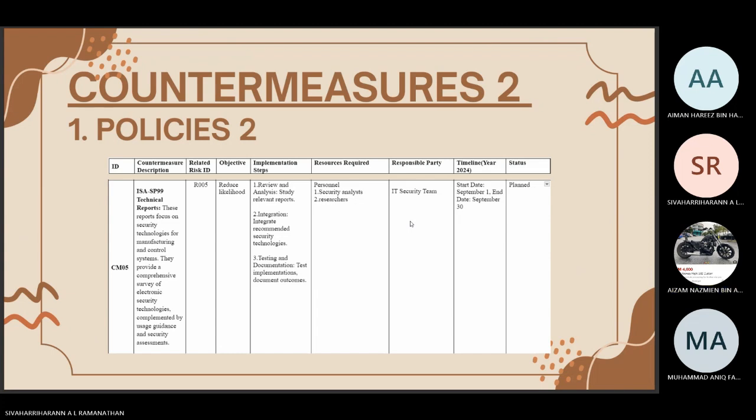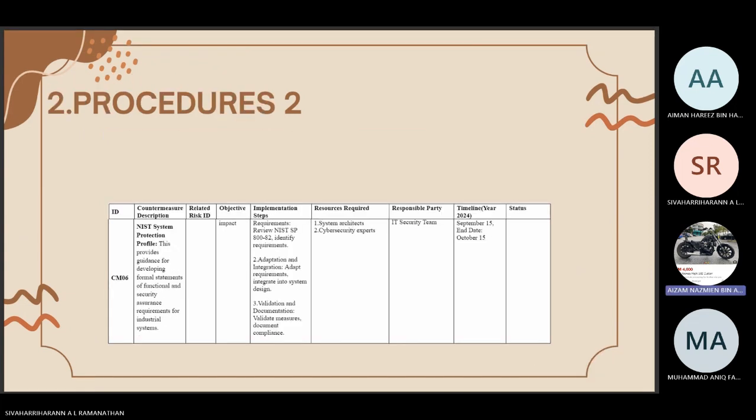Next, we have procedures. CM06 focuses on minimizing the impact of risks associated with industrial systems, aligning with the objectives of R002. The countermeasure involves reviewing NIST SP 800-82 to study and identify specific functional and security assurance requirements.